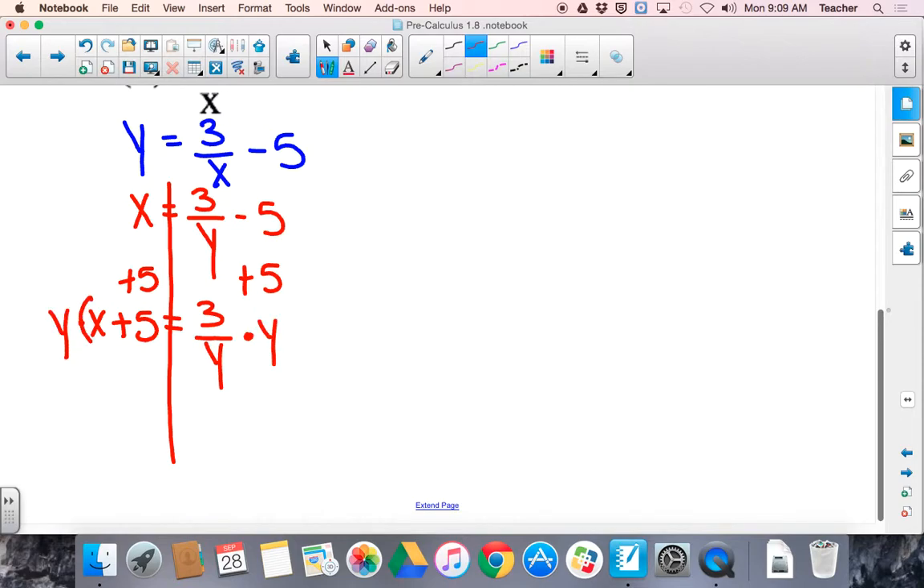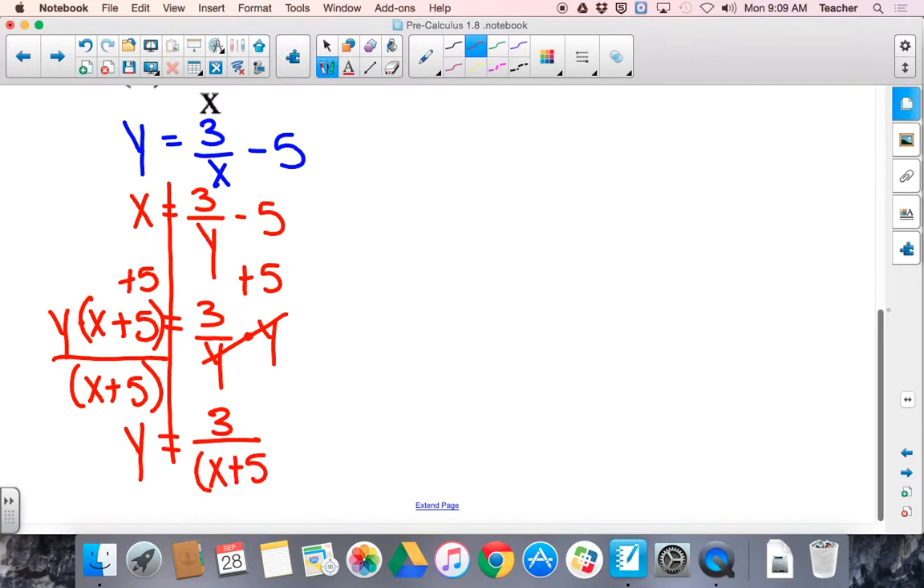But I'm not actually going to distribute that y on the left-hand side. I'm just going to leave it as is. So to get y by itself, though, I'm going to divide by x plus 5. So y is all by itself on the left. And now I have 3 divided by x plus 5. So my inverse function is going to say 3 divided by x plus 5.